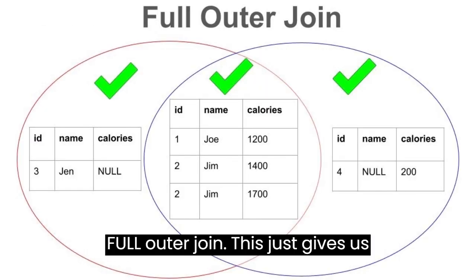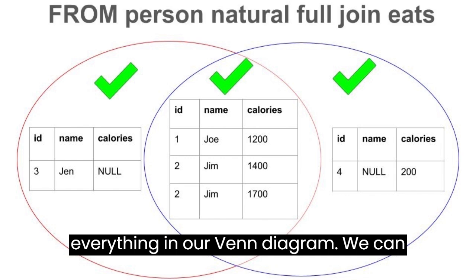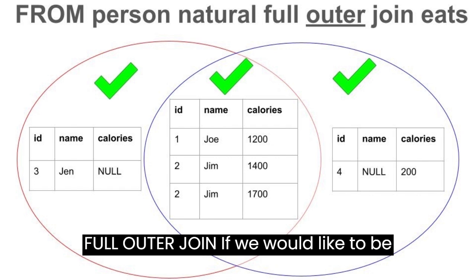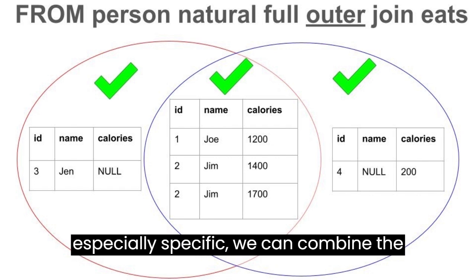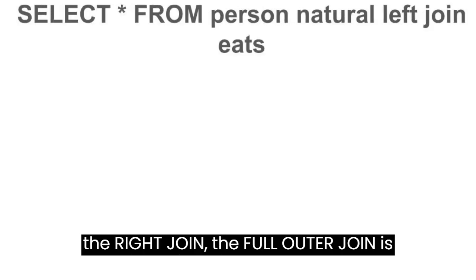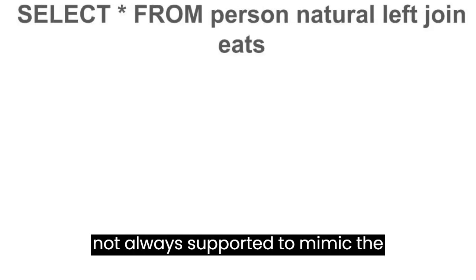Next, we have the full outer join. This just gives us everything in our Venn diagram. We can write full join here, or we can write full outer join if we would like to be especially specific. We can combine the 3 tables here to get our result. Like the right join, the full outer join is not always supported.